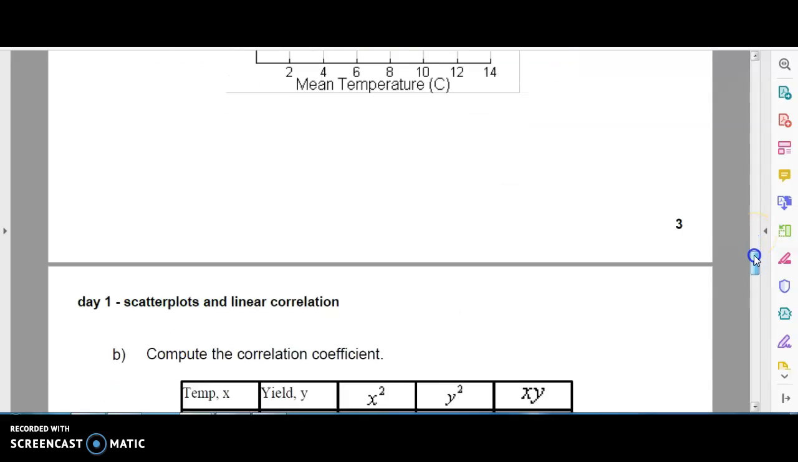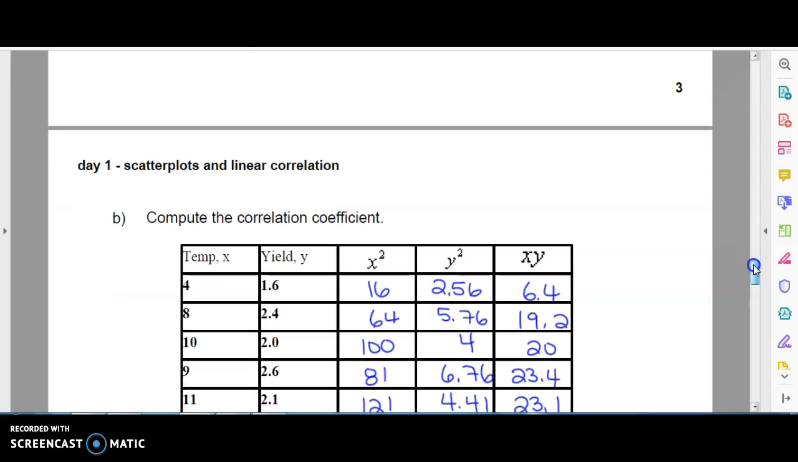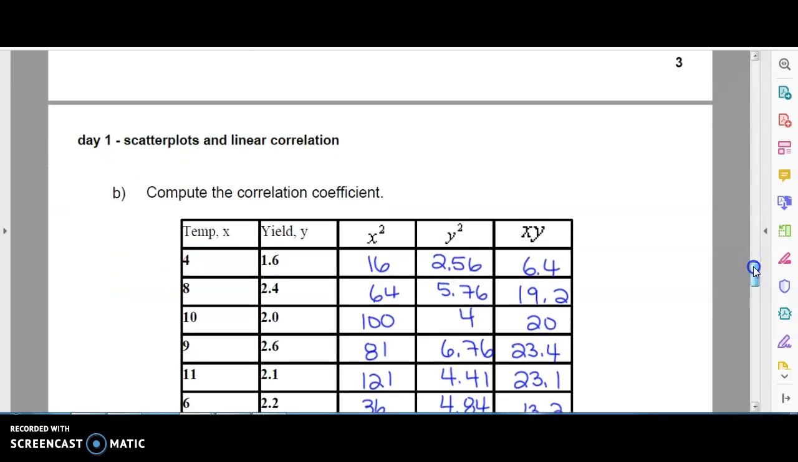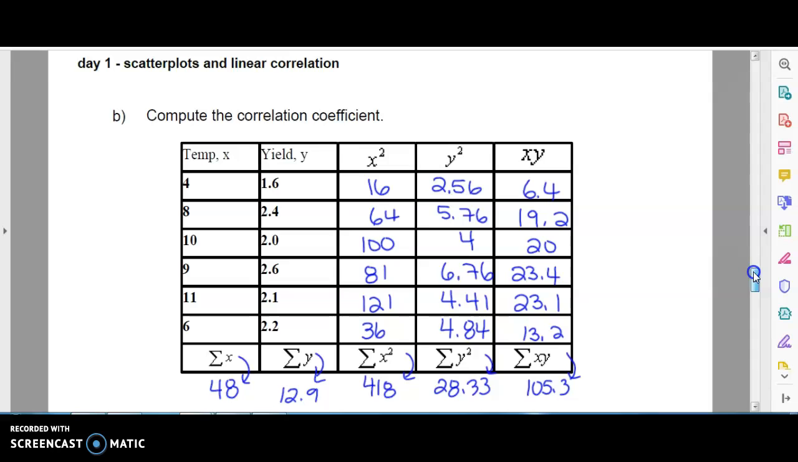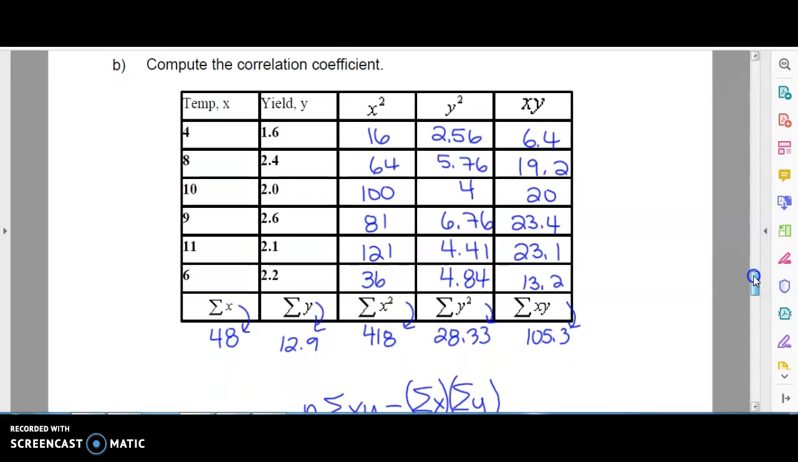The other way we could identify what type of correlation we have is to actually compute the correlation coefficient and get an exact number value to tell us what kind of relation we have, whether it's weak, moderate, strong, and whether it's positive or negative. Okay, so the first 2 columns here are the numbers that were given to us, the temperatures in the first column, the yield in the second column.